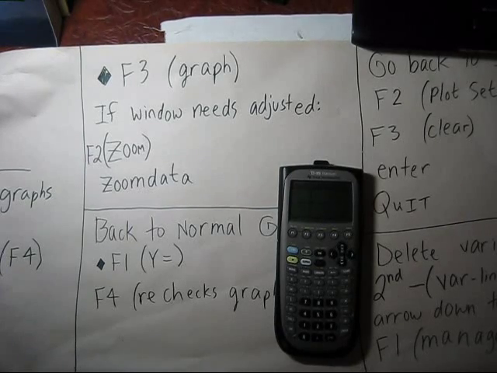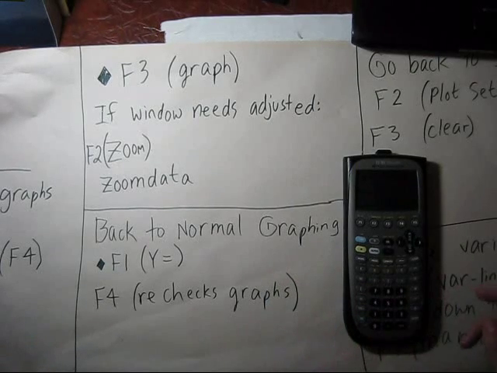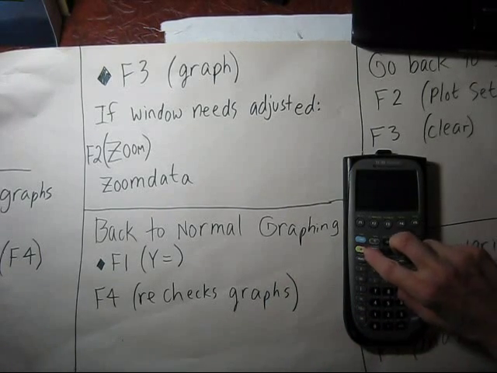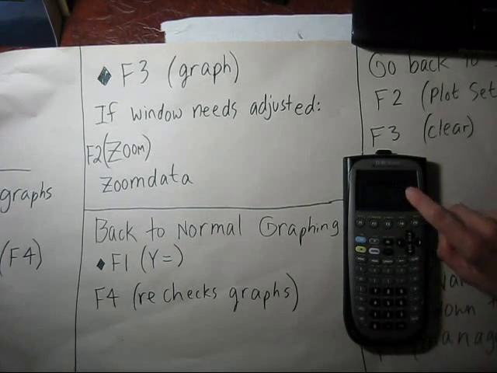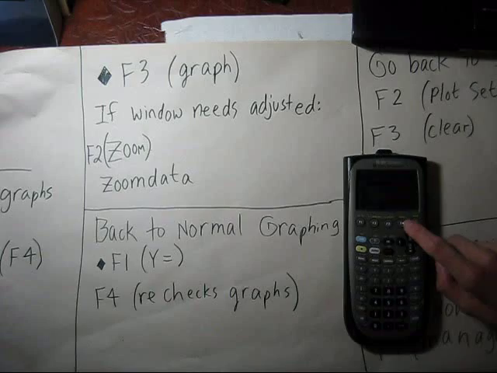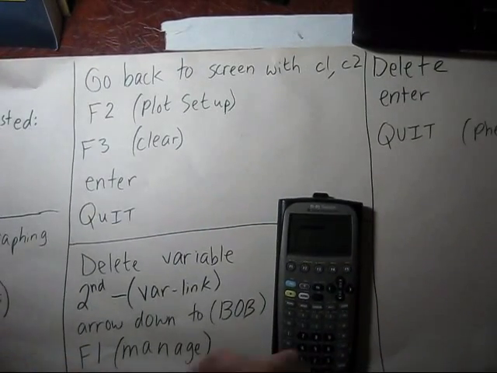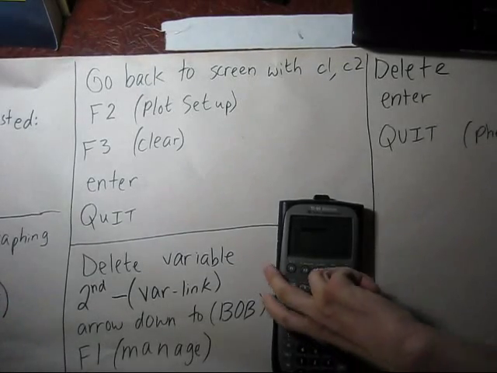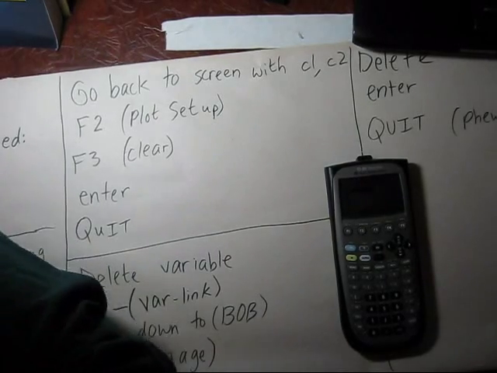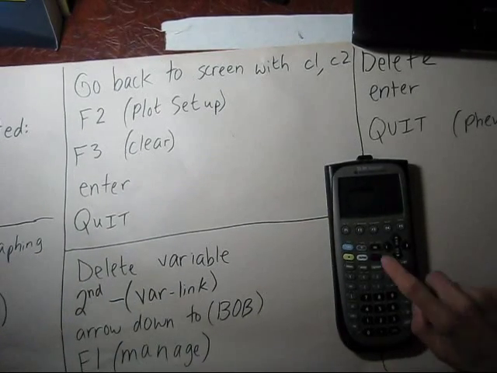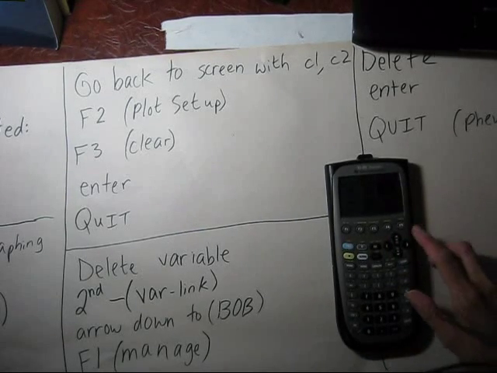Now we got to do a little bit of cleanup because we want to get the graphing back to what it used to be. So let's go back to the Y equals, which is your green diamond F1, and we're going to put the check back onto that graph, which is F4. Then we need to clear the points. We don't want them showing up on our graphs for the rest of the semester. So let's go back to the screen with C1 and C2 in it, which you go apps, up to data matrix.